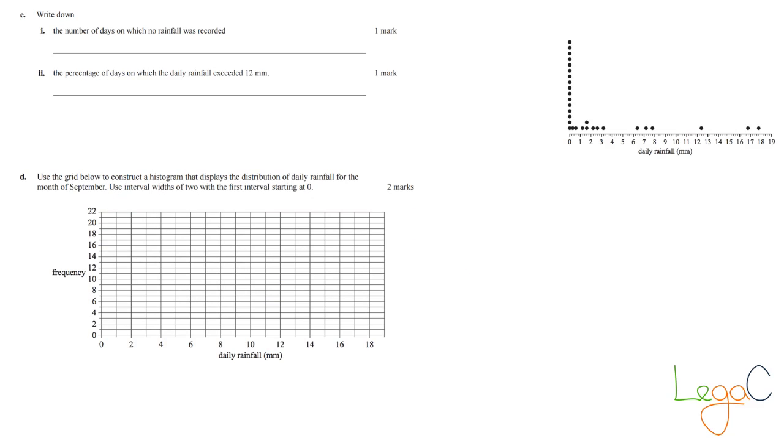In part CI of this question, we are asked to write down the number of days on which no rainfall was recorded. This question is worth 1 mark, which is going to be an answer mark for the correct answer. No rainfall means 0, so we count the number of dots above 0, and that is 16 dots, which means 16 days.